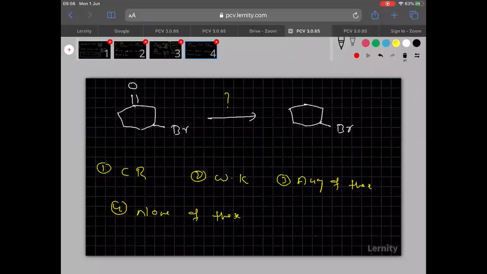See clearly. Here also, C double bonded O is converting to CH2. So which reagent is suitable in this conversion?